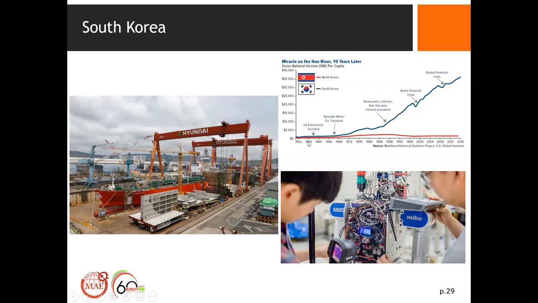On the right shows the economic growth comparing North Korea and South Korea. You can imagine that the economic growth in the country that adopted capitalism should be much higher than in the country that adopted communism. This year is when LG Electronics was founded, Hyundai Motor was founded, and they had a democratic reform. I would say this is the period when they had their first national election in their country. Right. And you can see the graph.